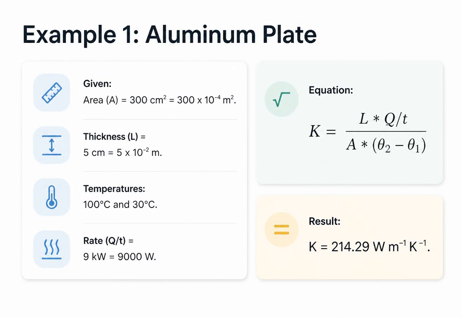Let's apply this to an example. We have an aluminum plate with an area of 300 square centimeters and a thickness of 5 centimeters. One side is at 100 degrees Celsius, the other at 30 degrees, and heat passes through at 9 kilowatts. By rearranging our formula to solve for K and converting our units to meters and watts, we find the thermal conductivity of aluminum is 214.29 watts per meter per Kelvin.